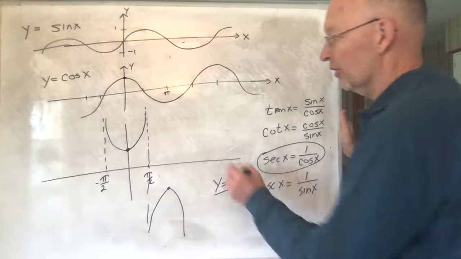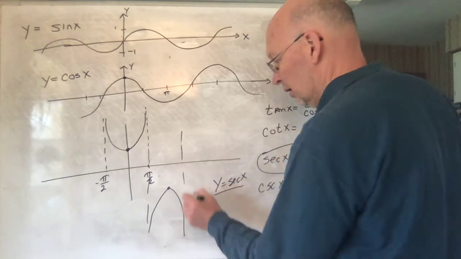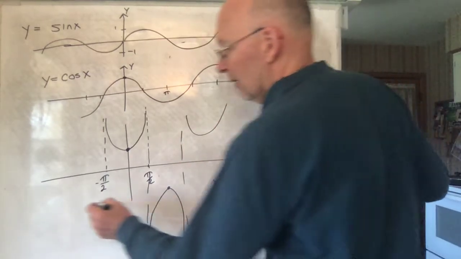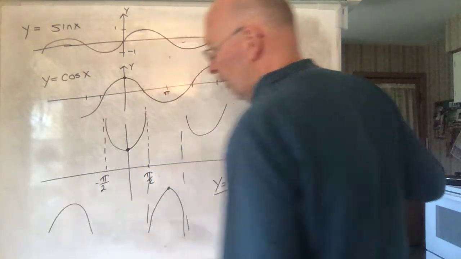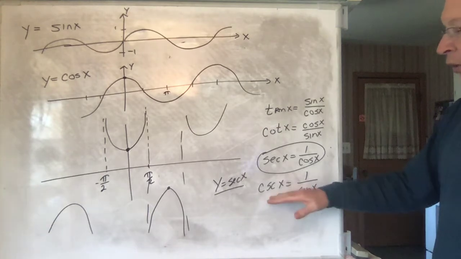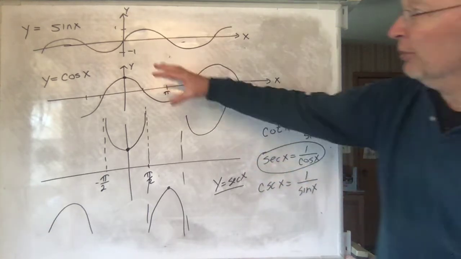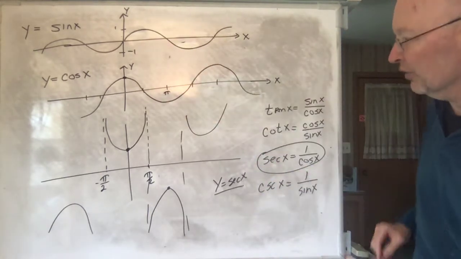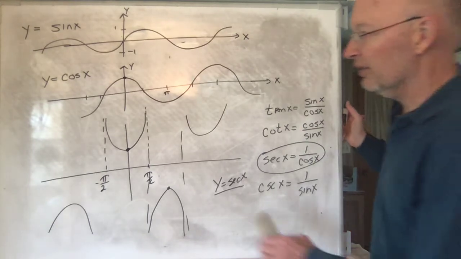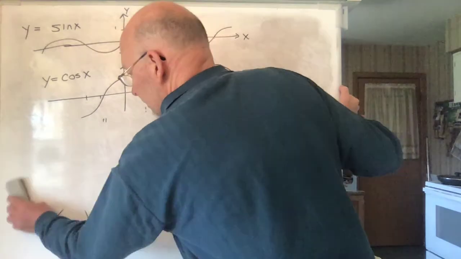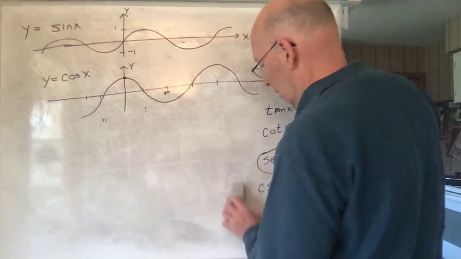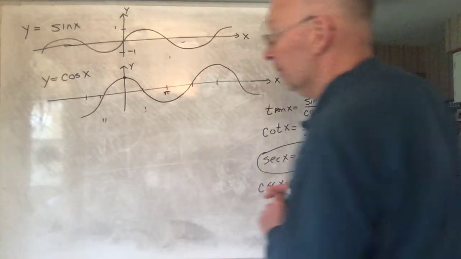And the secant is going to just keep doing the same thing over and over again. Pretty crazy. So there's the graph of the secant right there. The cosecant would be very similar. It's just going to be shifted over just because the sine is shifted over. Okay? What about the tangent? Let's do the tangent then as well. We kind of do it the same way.